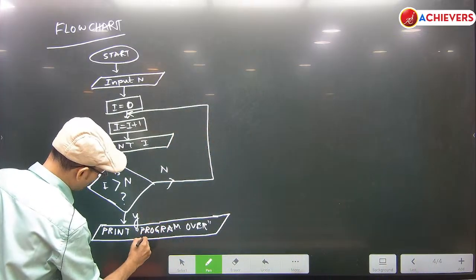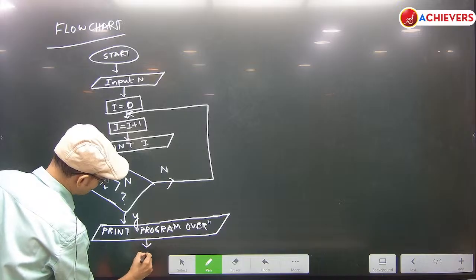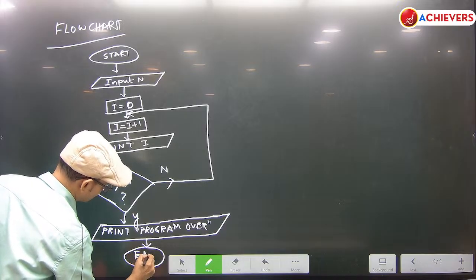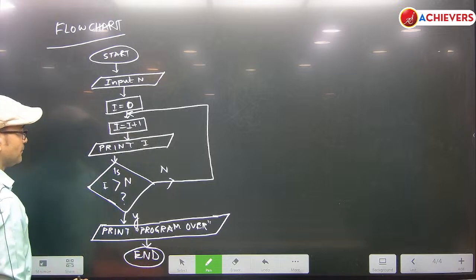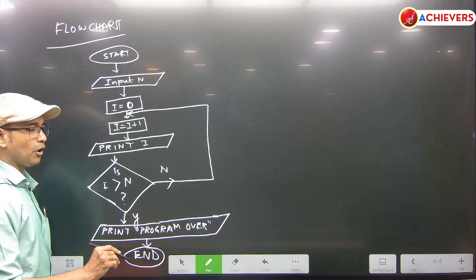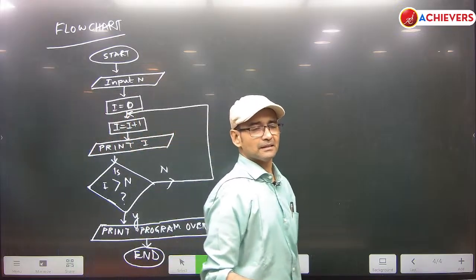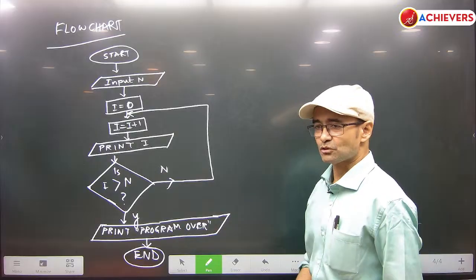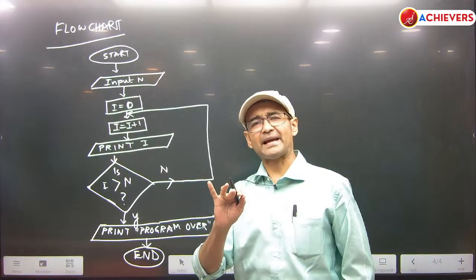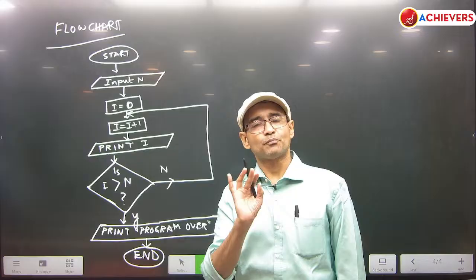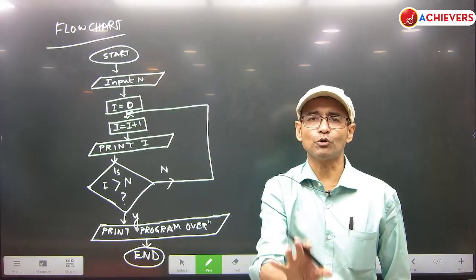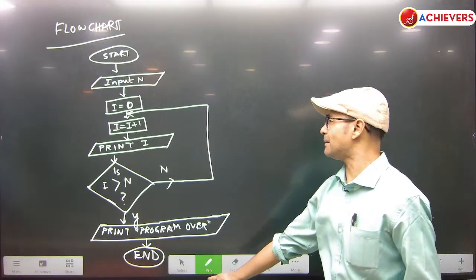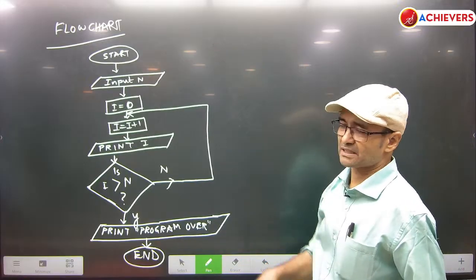And after program over, it will write end. All right, or stop, or end, or exit. It's better to write stop or end. So that is the best way to provide the information. We end the program. So this is a very simple example of a flowchart.